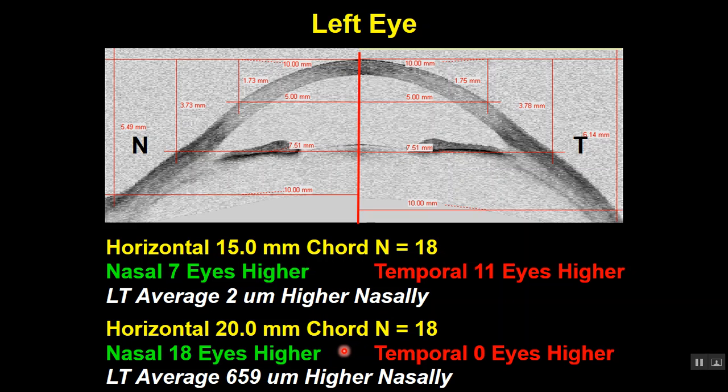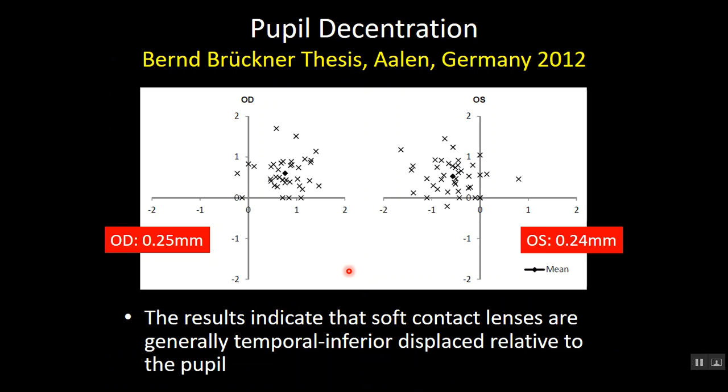Now at the 20 millimeter chord, there exists this bigger drop in elevation, again similar to the right eyes. So at the 15 millimeter chord on the lefts, the nasal and temporal elevation of the eyes not that much different. In the right eyes, more different. At the 20 millimeter chord, they were significantly different between the nasal and temporal elevations in both rights and lefts.